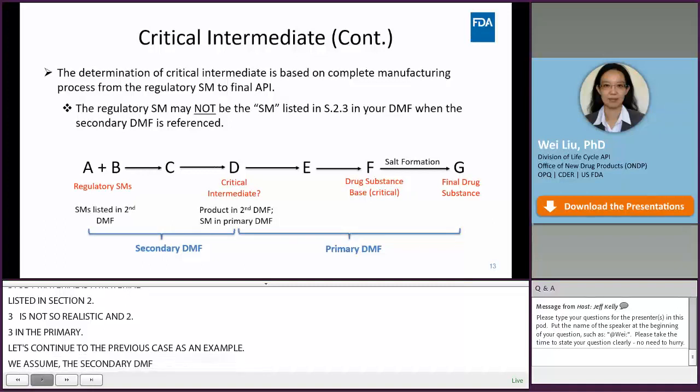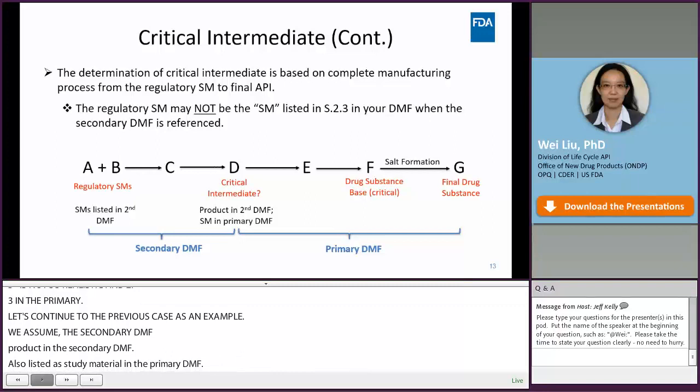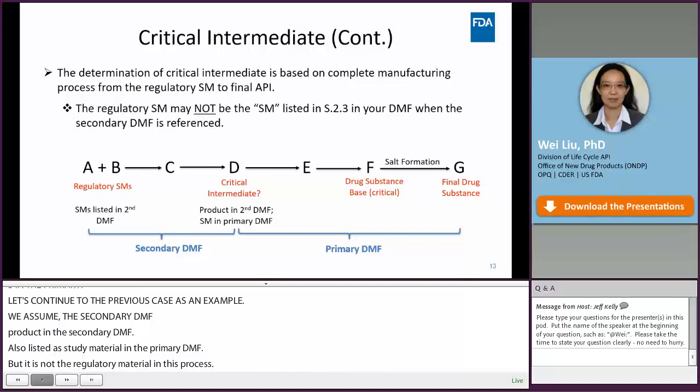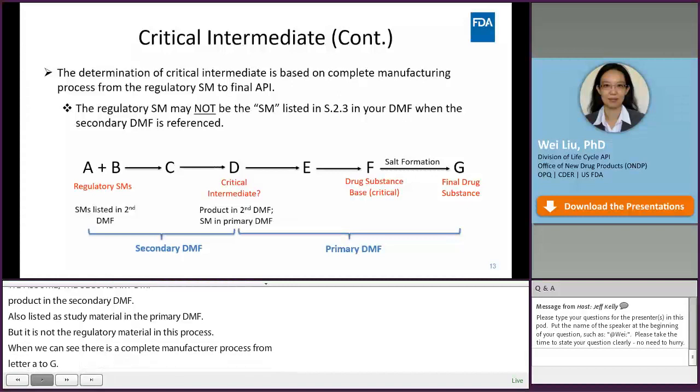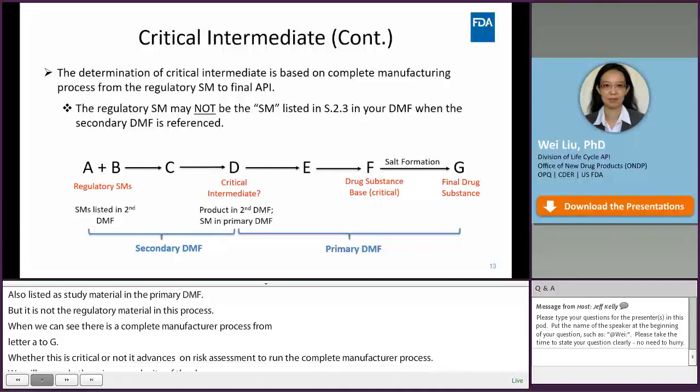It is also listed as starting material in section 2.3 in the primary DMF, but it is not the regulatory starting material in this process when we consider the complete manufacture process from A to G. Actually, it is an intermediate. Whether this intermediate is critical or not depends on the risk assessment from the complete manufacture process from A to G. As we mentioned before, we will consider the complexity of the drug substance, the number of steps from intermediate D to final drug substance G, in-process controls, and the intermediate specifications.